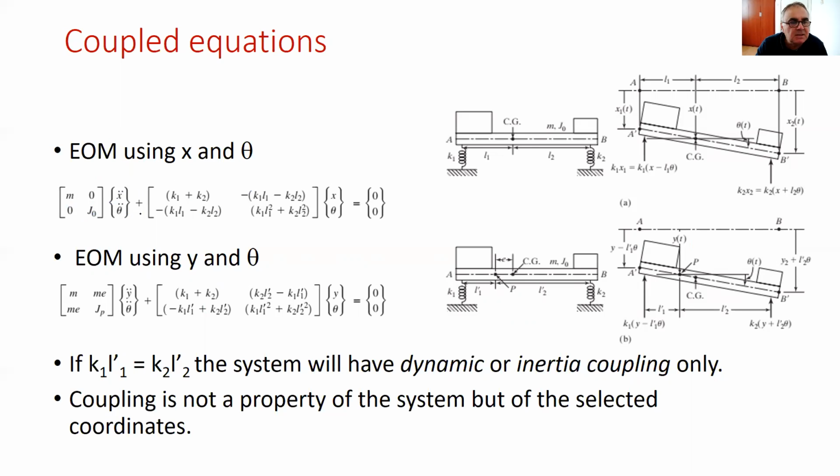If you use x and theta equations like this one, you will see that the mass matrix will be uncoupled. There are no cross terms in the mass matrix, but there is a coupling term in the stiffness matrix, like this one, minus K1L1 plus K2L2. As you see, they are both the same. As you know, mass and stiffness matrices are symmetric. So x and theta equations are statically coupled. Here you have static coupling.